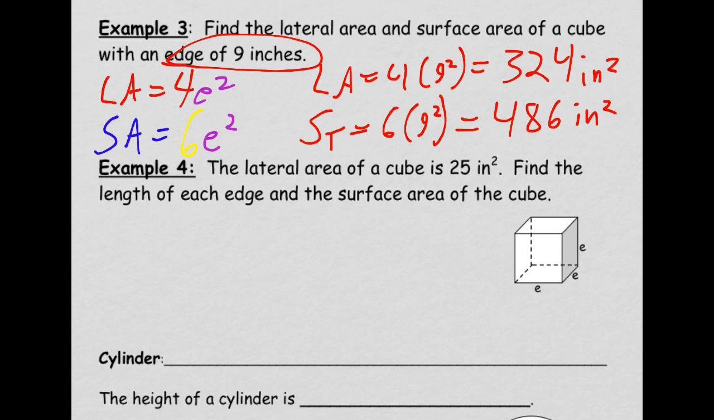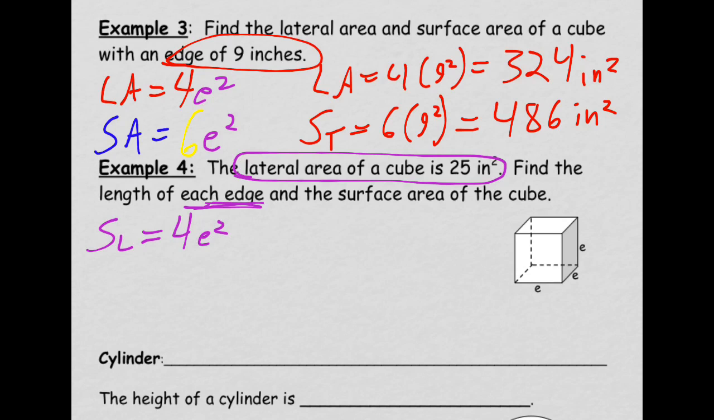The lateral area of a cube is 125 square inches. Find the length of each edge and the surface area of the cube. Okay, so lateral area, surface lateral, is going to be 4e squared. And I know that the lateral area of this is 25. So 25 equals 4e squared.